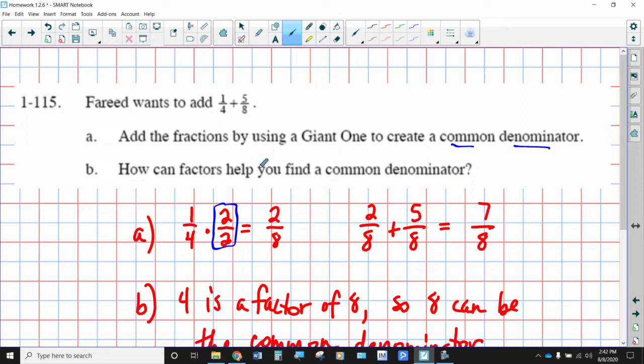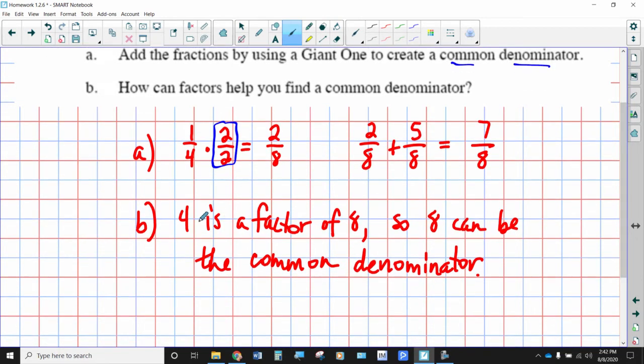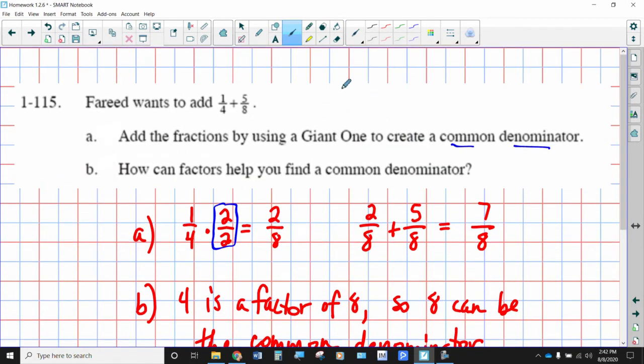So how can factors help you find a common denominator? Well, 4 is a factor of 8. So 8 can be the common denominator. So that's often what I'll do, when I look at your two denominators, if one of them is a factor of the other, then you're only going to have to convert one of the fractions and you can keep the other the same.